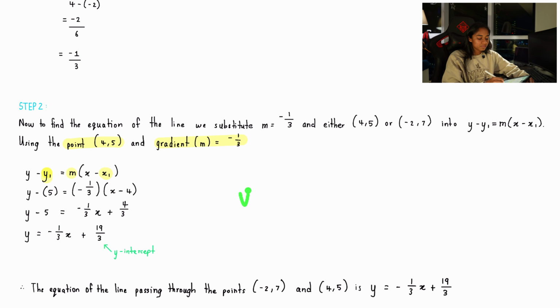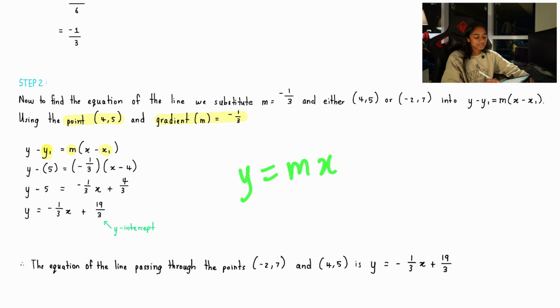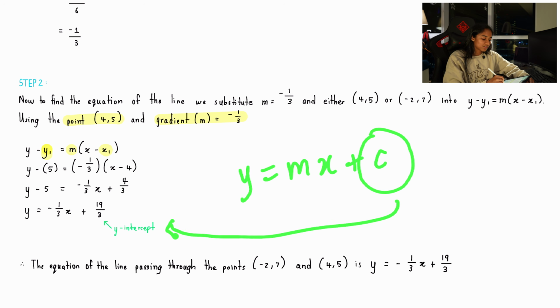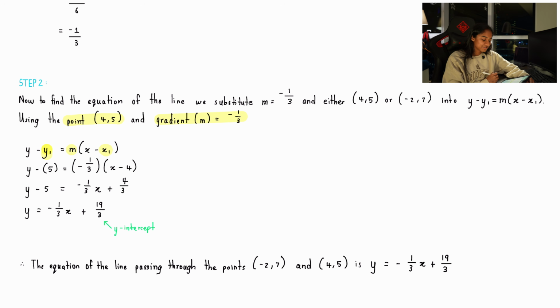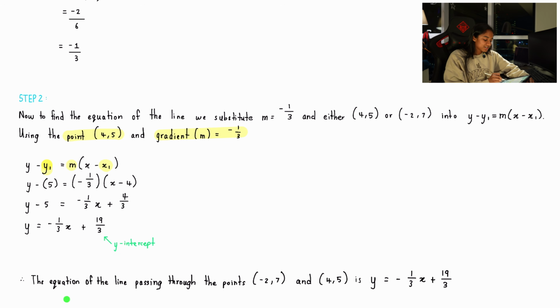And then we know y is equal to mx plus c. C is actually the y-intercept. So our y-intercept would be 19 over 3. So therefore, the equation of the line passing through the points (-2, 7) and (4, 5) is what we solved for.